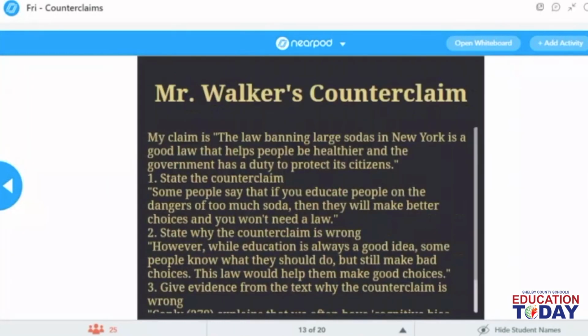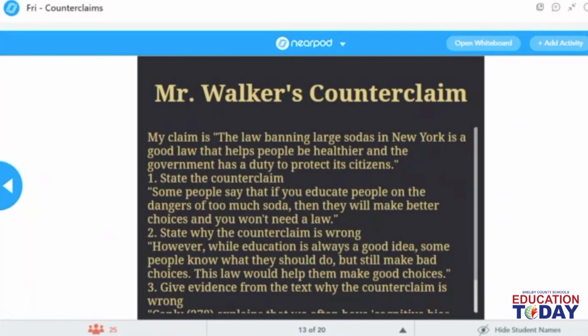As we deal with the text that we read about banning large sodas in New York City. So my claim for my essay is going to be that the law banning large sodas in New York is a good law that helps people be healthier, and the government has a duty to protect its citizens. So that's my thesis statement. So you can see my claim, my prompt, and 2 reasons. Is everybody with me? Give me applause if you're with me. Very good.